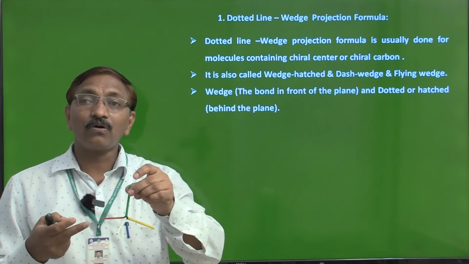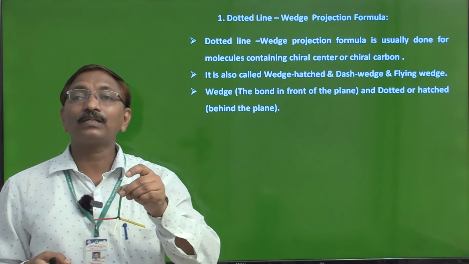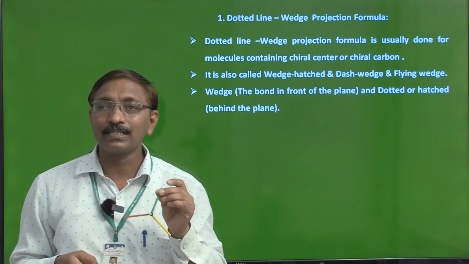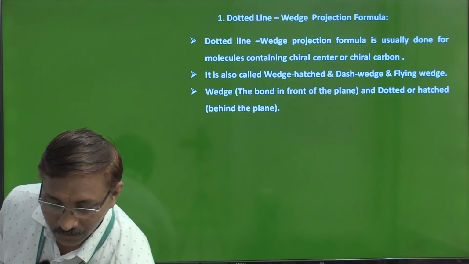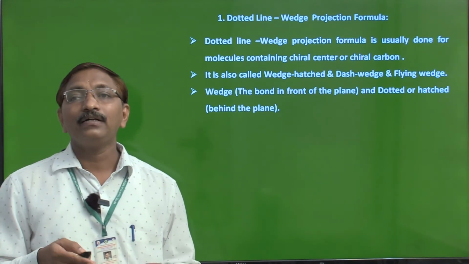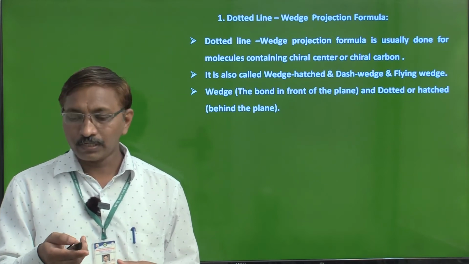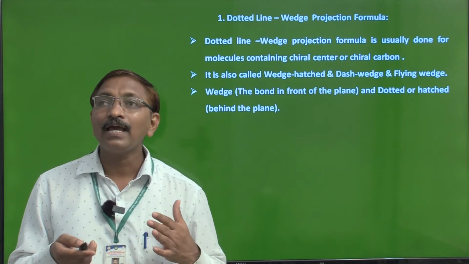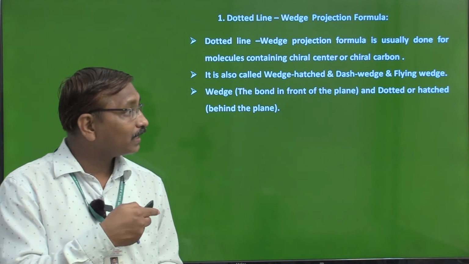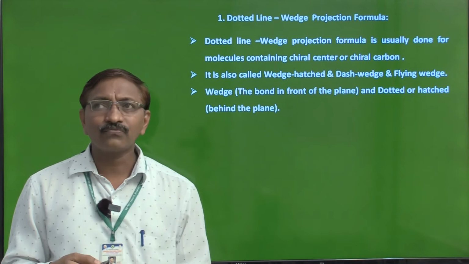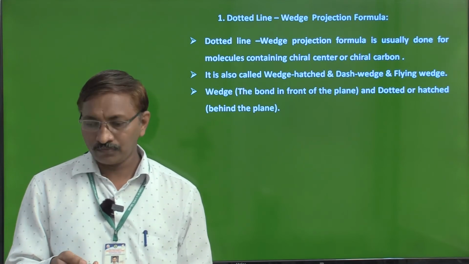So on the basis of 4 different groups, when they are attached to the carbon, we can call it a chiral carbon, and that center is called a chiral center. In this case it is called the wedge formula, also called the dotted and wedge formula, as well as the dash and wedge formula.